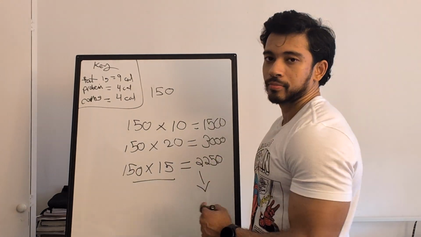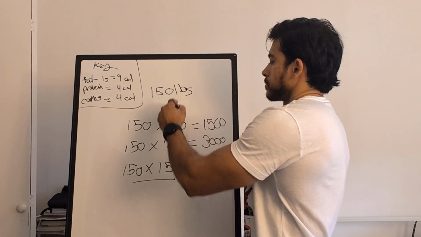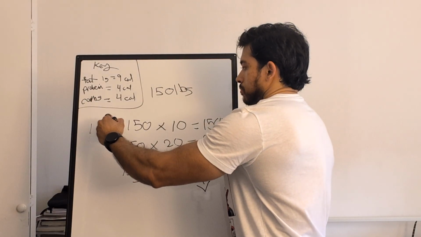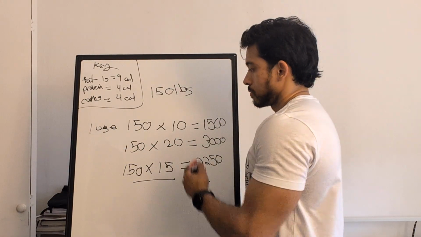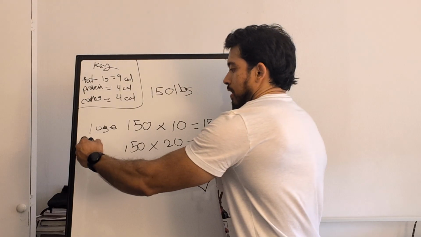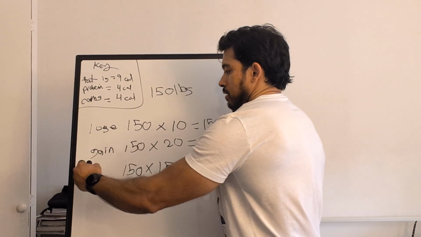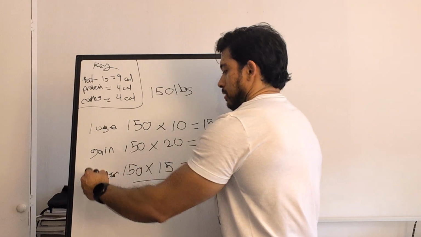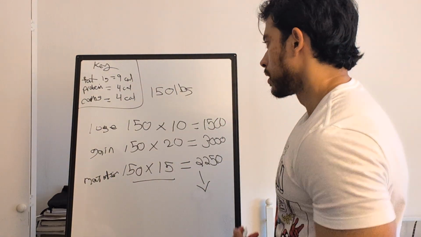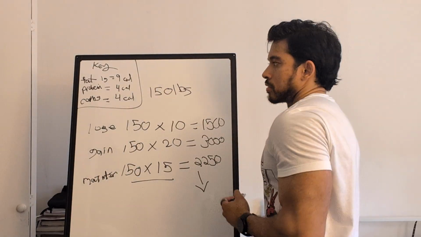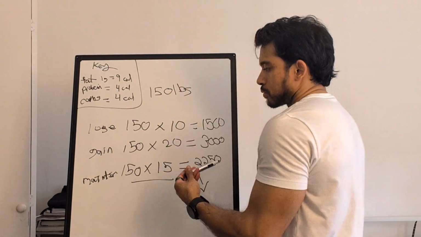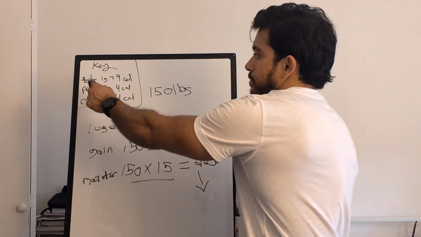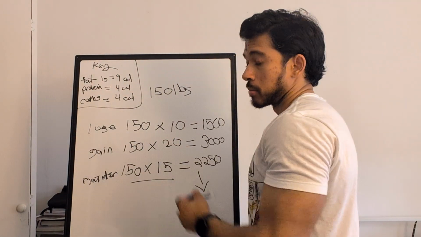So we got this, right? 150 pounds. Trying to lose weight, times 10. Trying to gain, times 20. And this is maintain, right? It's maintenance calories. So we know how much total we're supposed to eat, right? We know that fat, protein, carbs are this amount.